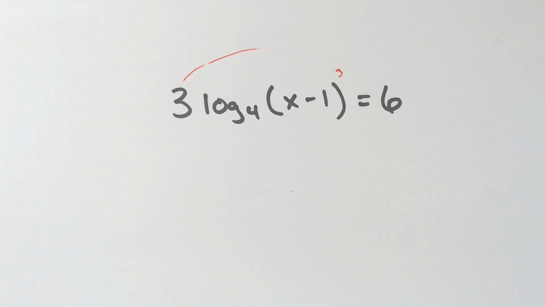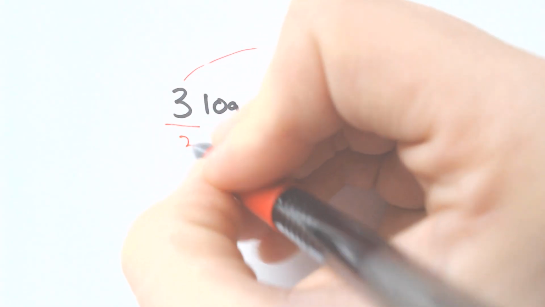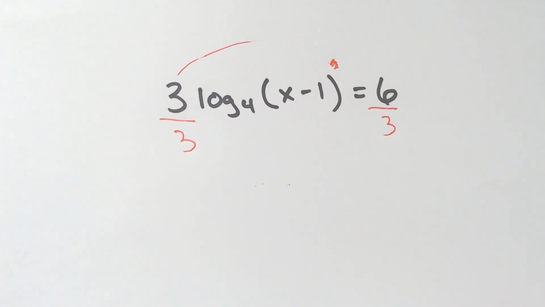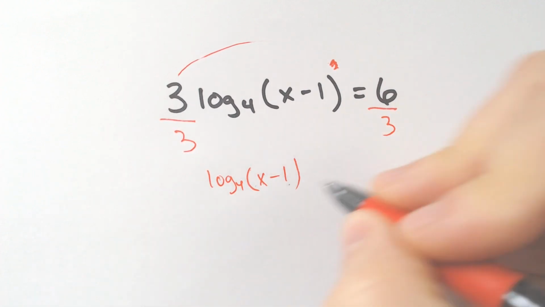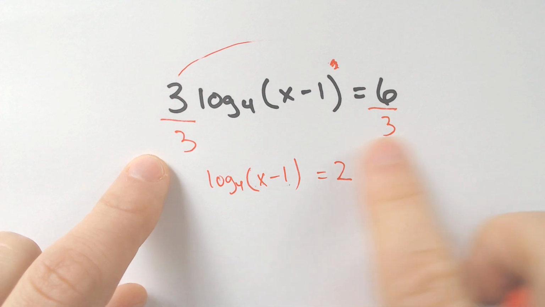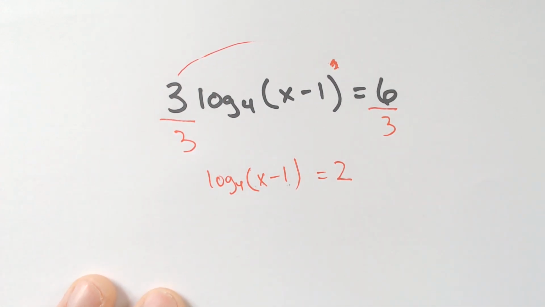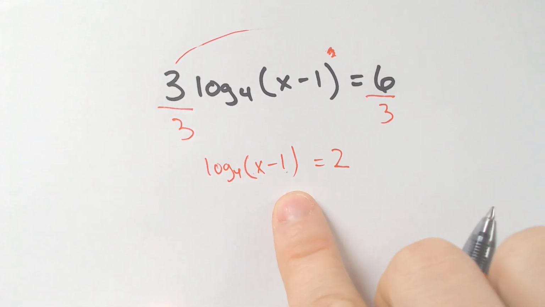Notice I wrote it small. That's a bad idea. You don't really want to do that if you can avoid it. Because if you can divide the 3 off, by all means, that is the easier path. Log base 4 of x minus 1 equals 2. Now, the reason we could divide the 3 off here is because we didn't have any other logs happening. If we had more stuff going on, which is a different video, we would not be able to divide by the 3.